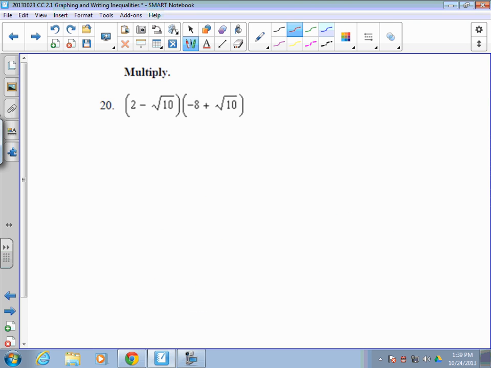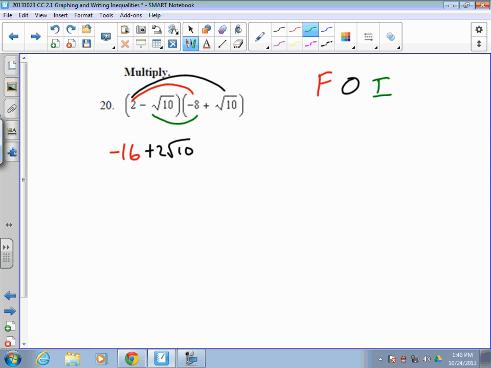And finally, number 19, you have to FOIL it. F stands for the first 2 terms. 2 times negative 8 is negative 16. O stands for the outer 2 terms. 2 times the square root of 10 is positive 2 square root 10. I stands for the inner 2 terms. Negative square root of 10 times negative 8 is positive 8 square root of 10.